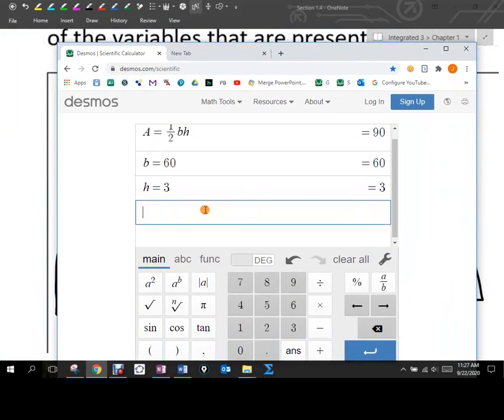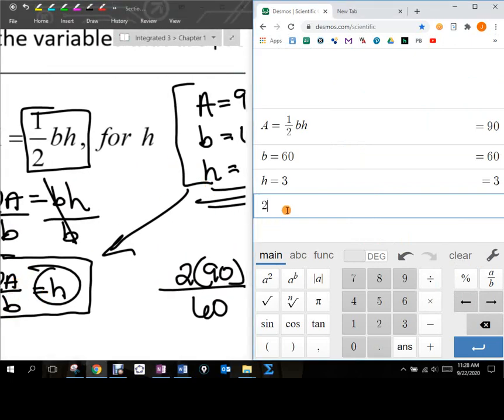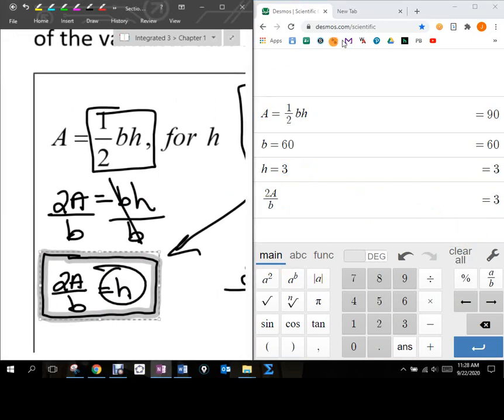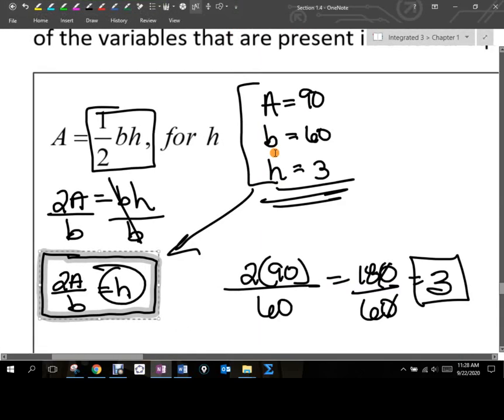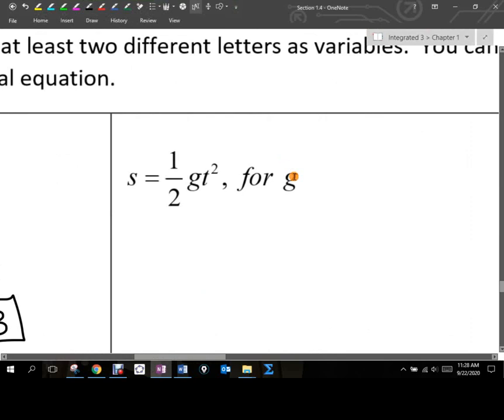So then all we have to do, if we think we've done things correctly, we type in this side here, 2A over B. So 2A and then divide by B. Does that equal the H that was up here? Does it equal that 3? And it does. So I like the calculator because it eliminates the potential of me having errors in my substitution, that kind of stuff.